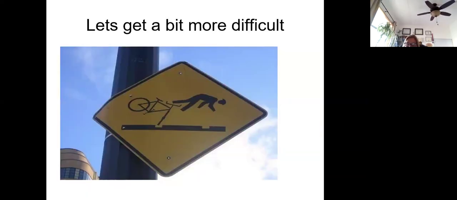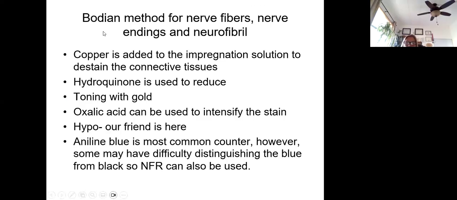All right, so we're going to get a little bit harder now. So the Bodian method for nerve fibers, nerve endings, and neurofibrils. This one uses copper. Copper is added to the impregnation solution, and what that copper does is it destains any connective tissues so that we are not staining connective tissues that wind up being big blobs, if you will. We destain them so that we don't see them.